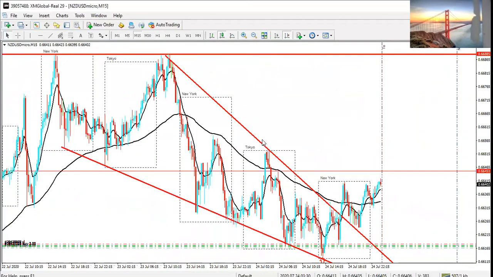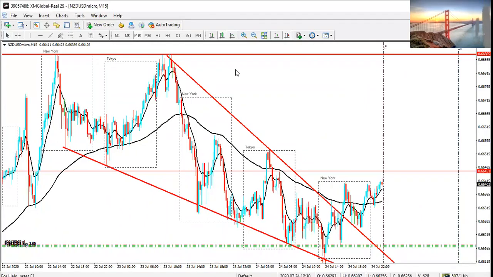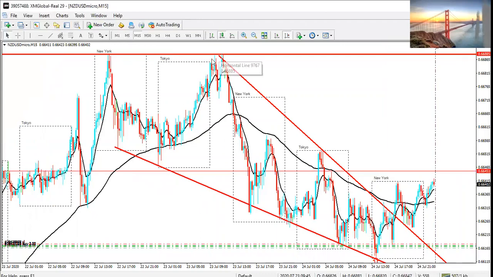Let's see. Ignore all this madness here. So here was the support area that I've drawn out here. Let me go to the 1 hour.